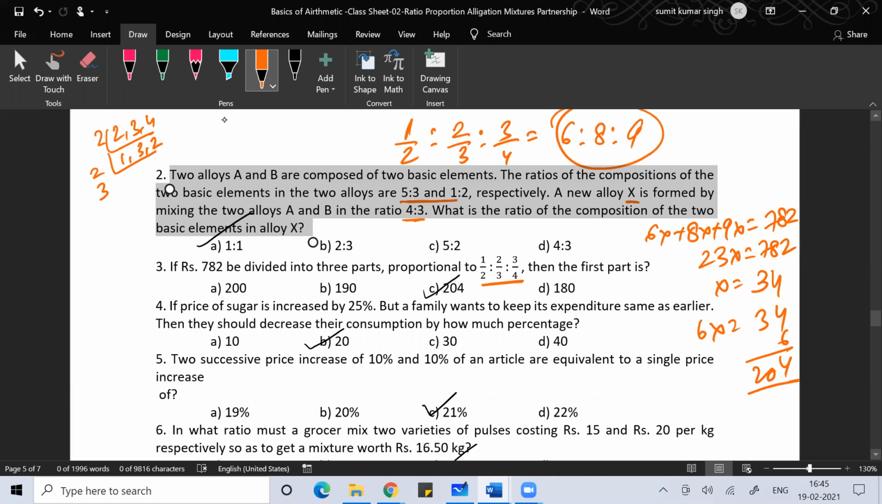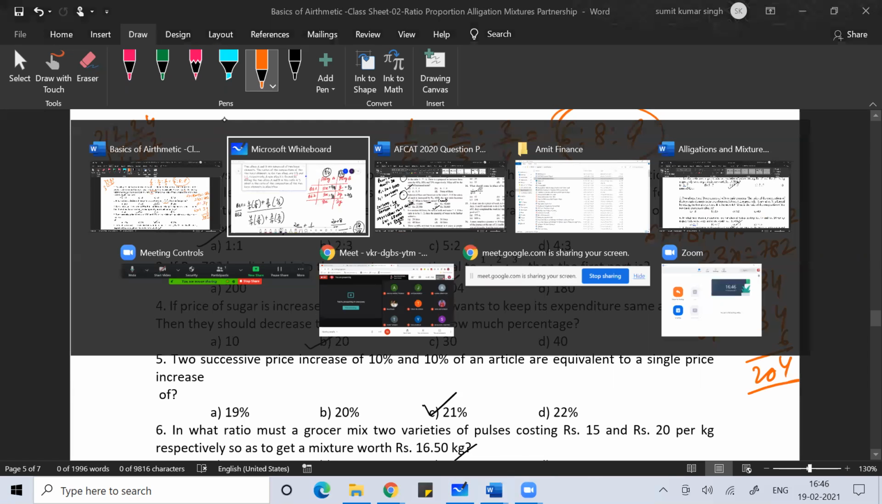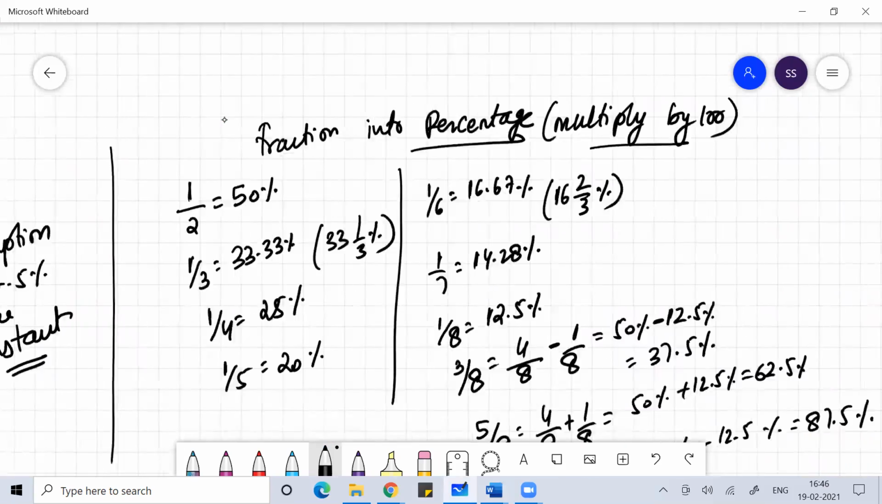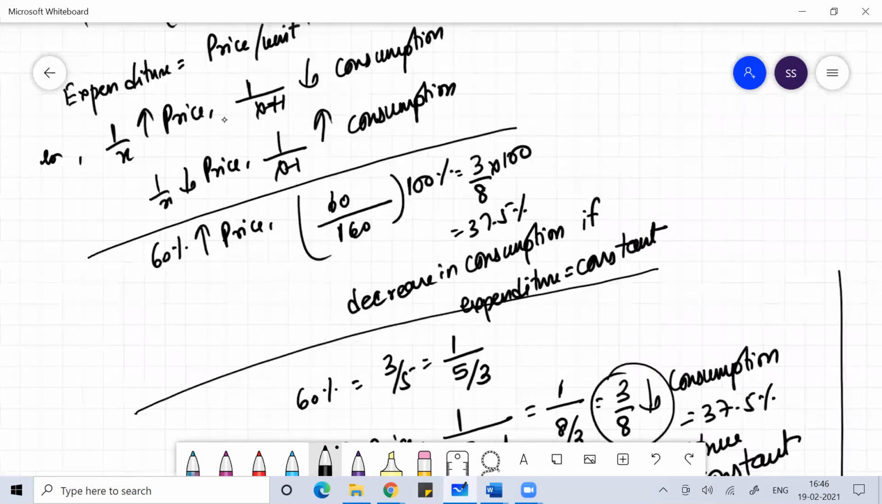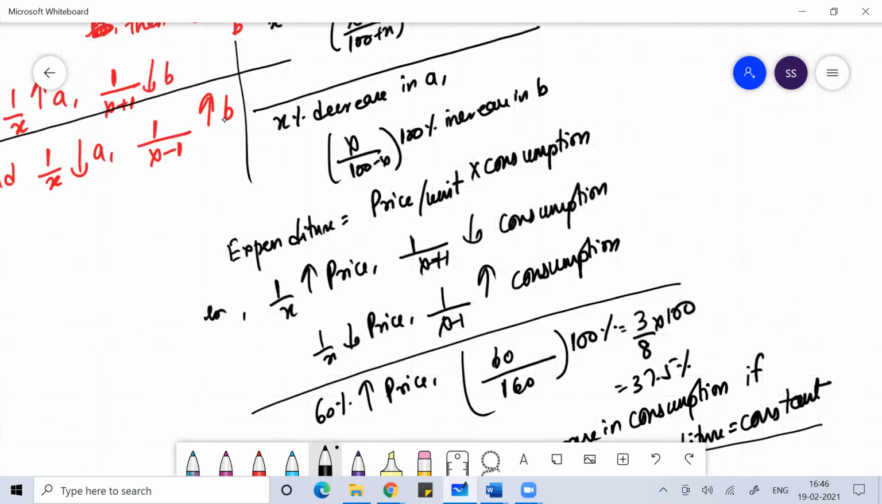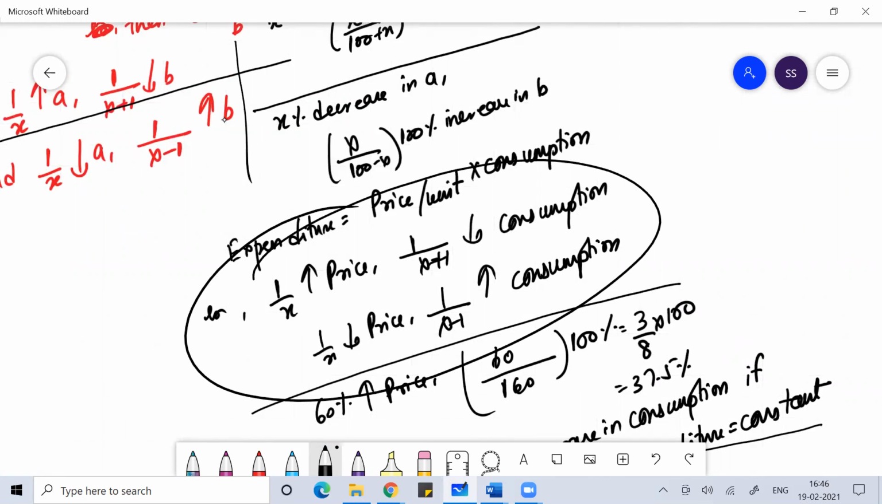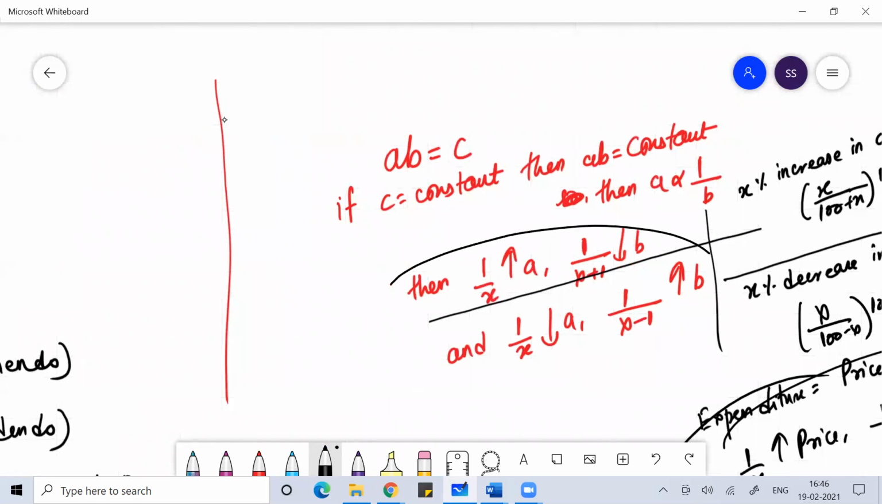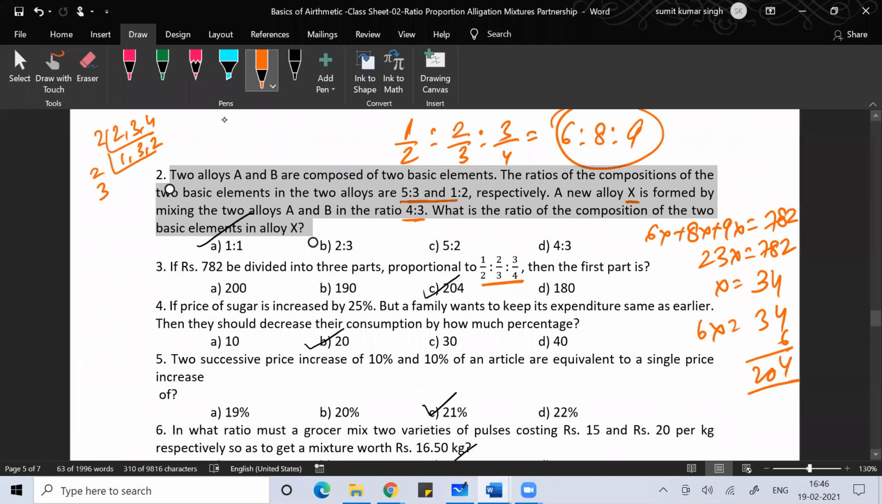Then question number 4 is the same as what I have explained about the relation between two variables, where I told you the two variables are inversely proportional. If two variables are inversely proportional, then 1 by x increase in one variable will bring 1 by x plus 1 decrease in the other variable, or 1 by x decrease in one variable will bring 1 by x minus 1 increase in the other variable. Same thing you can use here for question number 4.